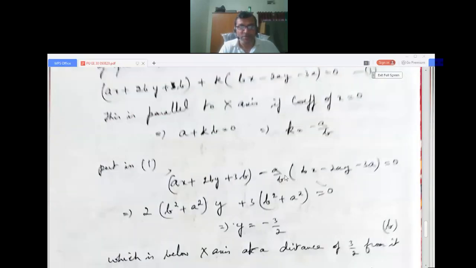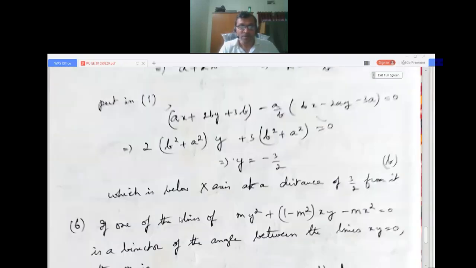I substitute here k equals minus a by b in 1. Then I multiply throughout by b and equate it. Everything cancels, I'll get very simple. I'll write the y terms and the constants. So I get 2 into b squared plus a squared into y plus 3 into b squared plus a squared equals 0. So from this I can calculate, b squared plus a squared get cancelled.